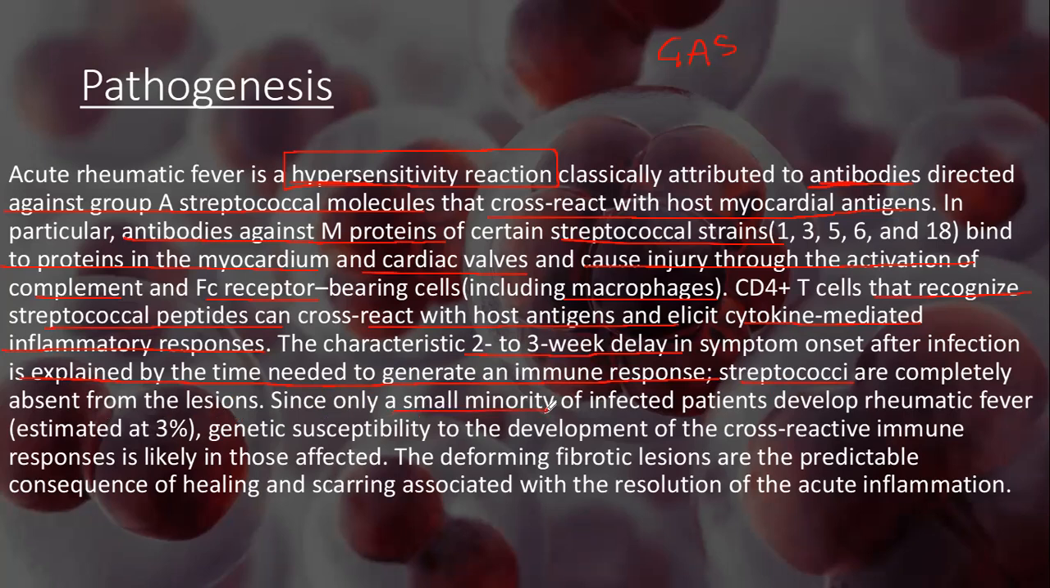Since only a small minority of the affected individuals develop rheumatic fever, genetic susceptibility to the development of a cross-reactive immune response is likely in those affected. So there is a genetic component. Now, the deforming fibrotic lesions are the predictable consequence of healing and scarring associated with the resolution of acute inflammation. So the valves get inflamed, then during healing, there'd be scarring, okay? And this will form fibrotic lesions, and that is what will lead to the rheumatic valvular disease.